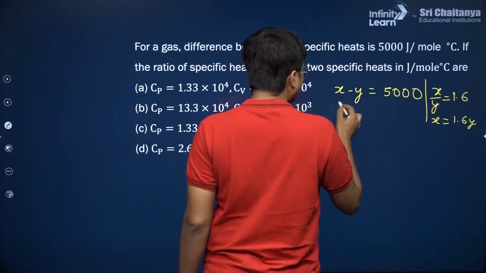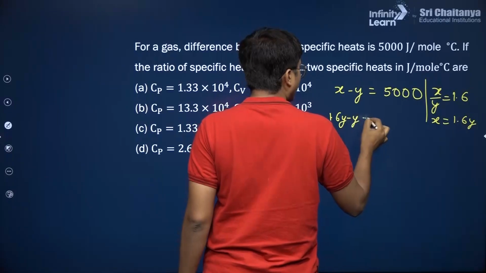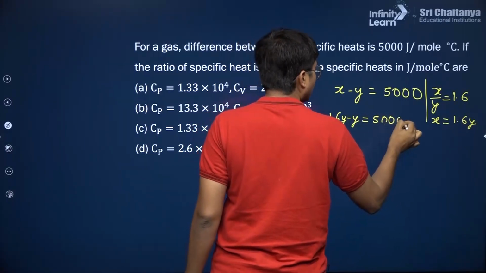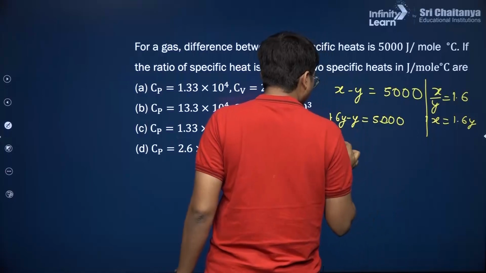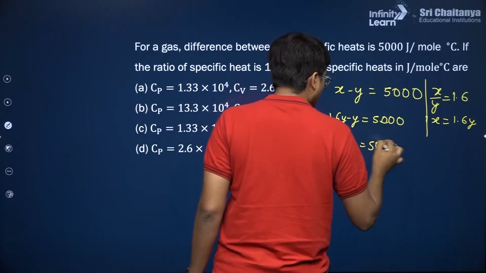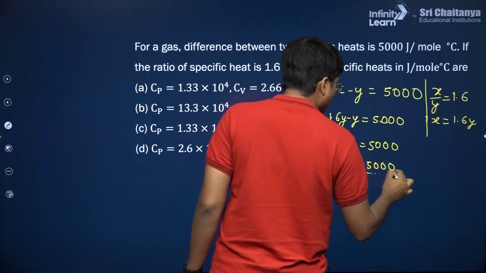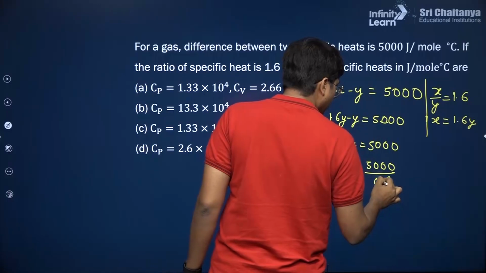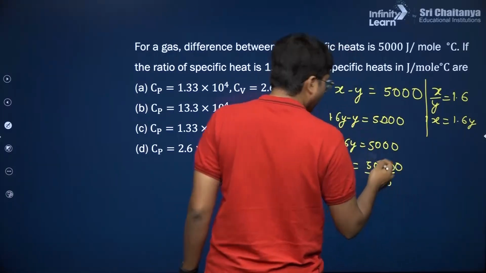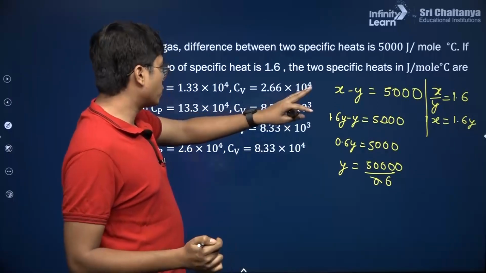So if you put that in here, you will get 1.6y minus y is equal to 5000. So you have 0.6y is 5000, or y is equal to 5000 divided by 0.6. Remove this point, put a 50,000 here. This is going to be 8.33 into 10 to the power 3.